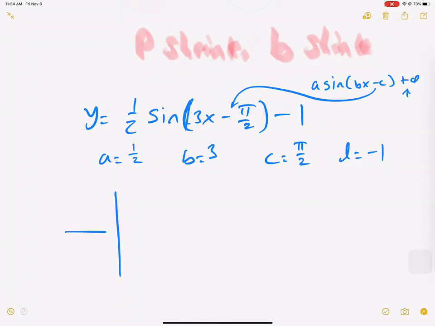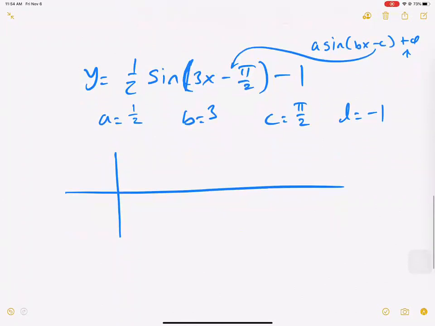Let's go graph it from D forward. D is negative 1. Oops, let me give myself some more space. Let me give myself a lot of space this time. Here's my negative 1.